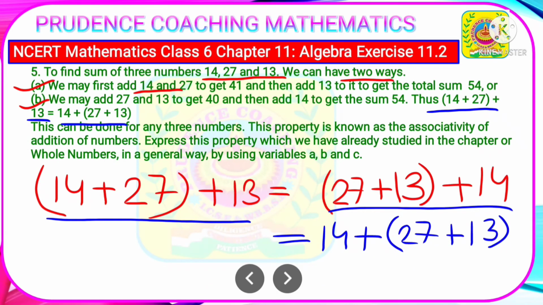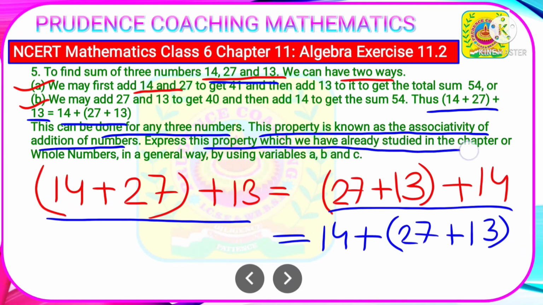So here it is said that this can be done for any three numbers. We are adding here 14, 27 and 13, but we can use this method for adding any three numbers. Also we can use this property. This property is known as the associativity of addition of numbers. So these two methods together are known as associativity of addition of numbers. We have already studied this property in the chapter on whole numbers.